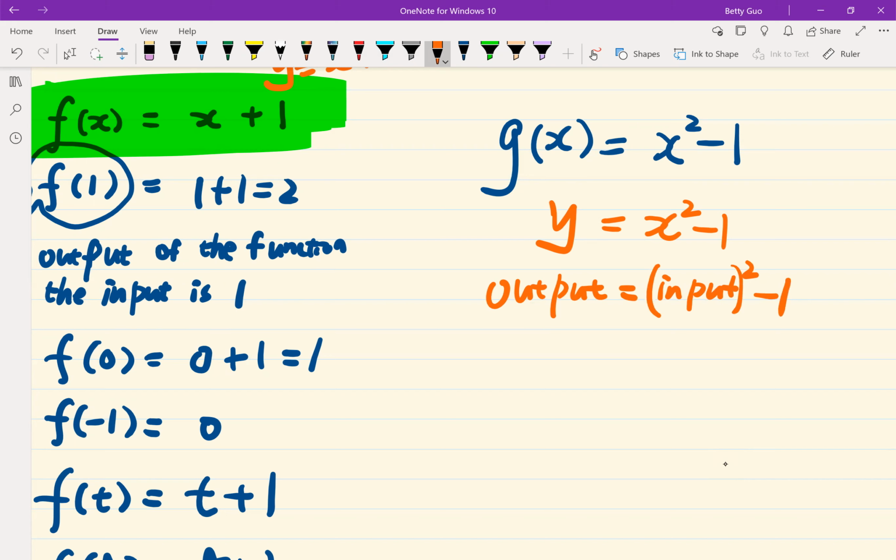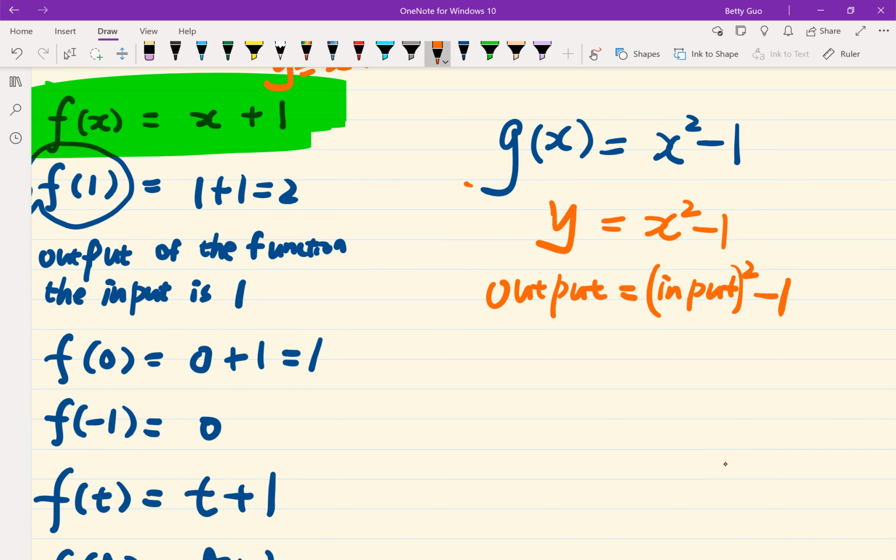Do you agree? Every function is different, right? How the dependent variable y depends on the independent variable x is different for every function. In this function, the independent variable is x, the dependent variable is y, right? The value of y depends on the value of x. The value of y always equals the square of the value of x minus 1. Here, x is the input, y is the output. So the pattern for this function g: output is always equal to square of input minus 1.